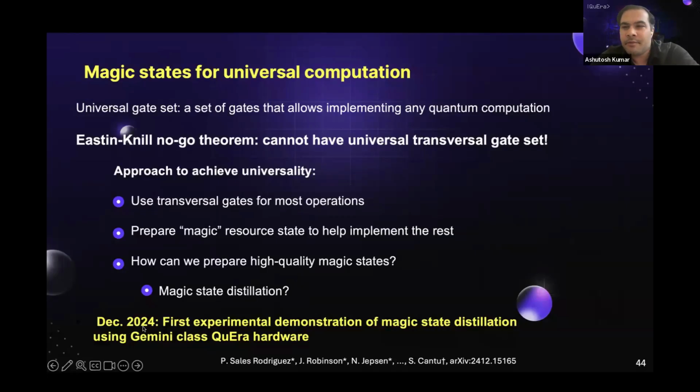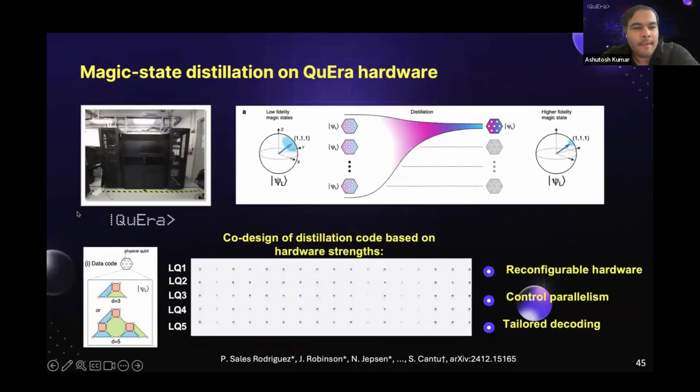So in December 2024, QuEra was, I think, one of the first in the community to do an experimental demonstration of MSD using this Gemini class of machines. We can refer to this paper here. So this was the machine on which this MSD experiment was done.